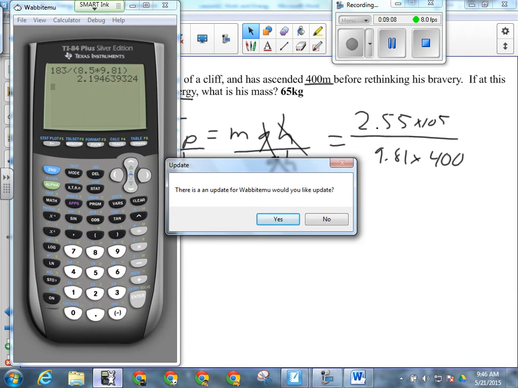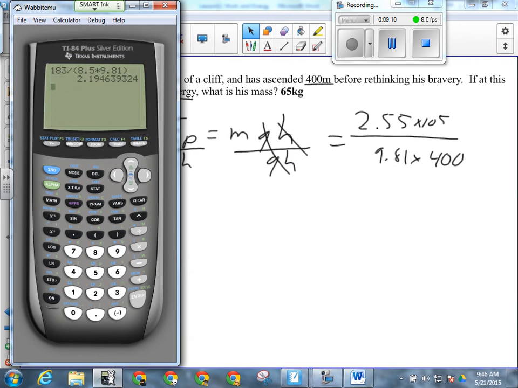Okay, so when you punch that into your calculator, it's going to look kind of like this. So we'll go brackets 2.55, okay, and then you hit the second function and the comma, so you get the e to the 5. All right, and then we're going to go divided by 9.81 times 400. Okay, so we get that he has a mass of 65 kilograms. Does that make sense? Okay, any other ones? All right, keep going there, guys.